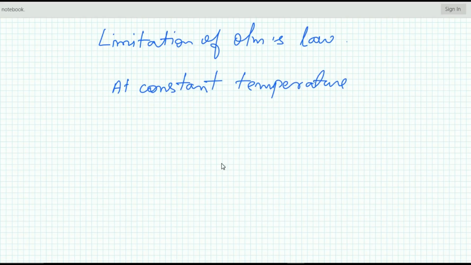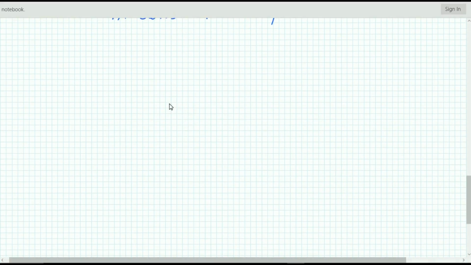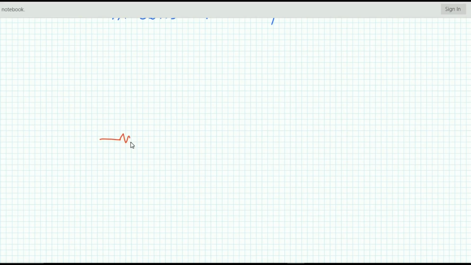Here I want to show an experiment for Ohm's law. To verify Ohm's law we can perform an experiment. I am showing it like this. Suppose I want to take the reading of current and voltage across the resistor. That means I will plot the graph of the current and voltage across this resistance.